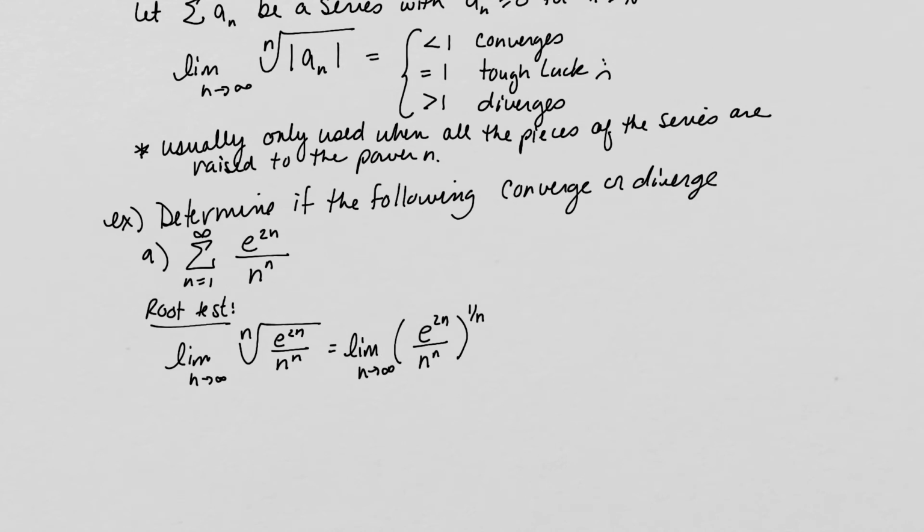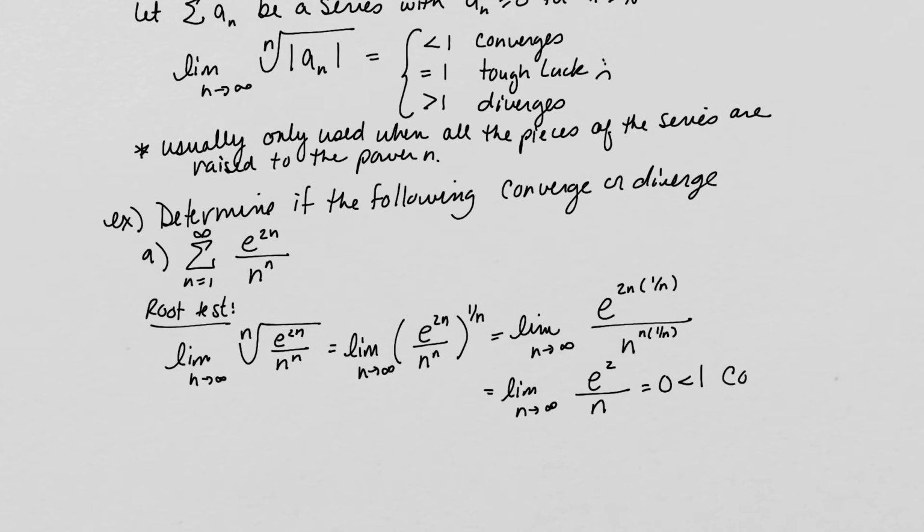So I can distribute that 1 over n. This becomes the limit as n goes to infinity of e to the 2n times 1 over n, divided by n to the n times 1 over n. So this becomes the limit as n approaches infinity of e squared over n. Now, e squared is a number, so nothing is getting plugged in with infinity there. The only place we are actually plugging something in is in the denominator. So we have some number, e squared, divided by something super huge. This whole thing goes to 0, and 0 is less than 1, so it converges.